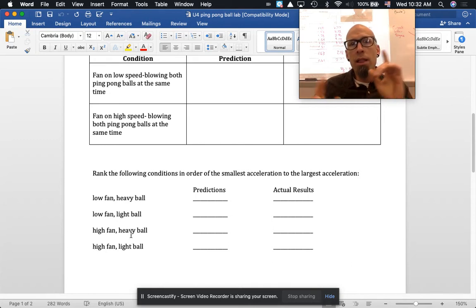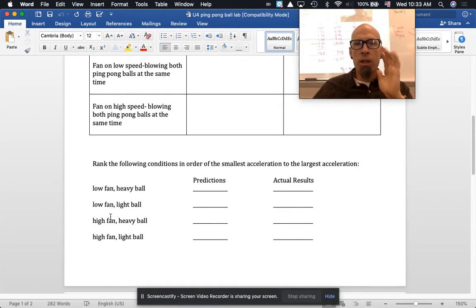Now, the middle two, I'm not sure. And so that's why in class we had to do some timing and figure that out. And almost every class figured out that the low fan with the light ball was actually faster than the high fan and the heavy ball. In other words, the higher fan speed was not able to overcome how much more massive the ball was. So that was a little slower. The low fan with the light ball was a little bit faster. And again, not a lot. We're talking a couple tenths of a second, not that much. Okay, so we found that out.